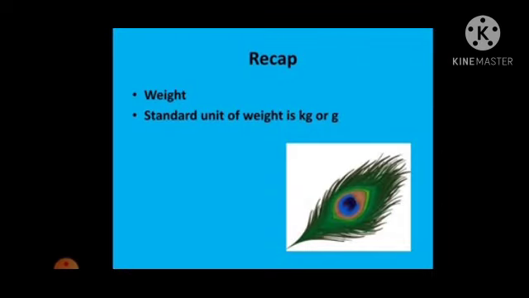So students, what did we learn today? Weight. How to measure weight. Which units do we use for weight? Kilogram and gram. The standard unit of weight is kilogram or gram. Greater unit converted into lower unit, we multiply. Lower unit converted into greater unit, we divide.